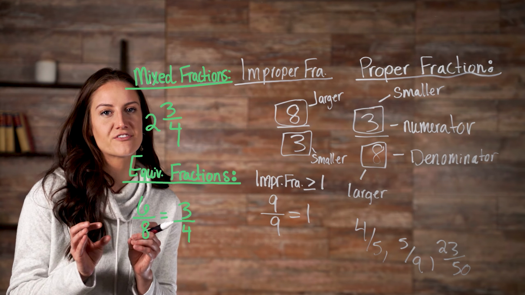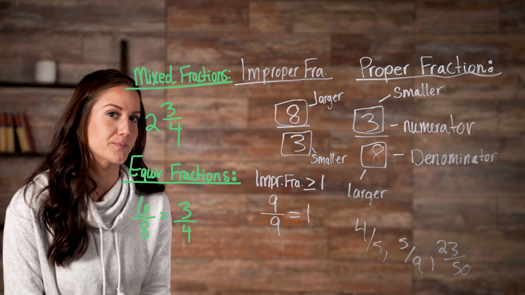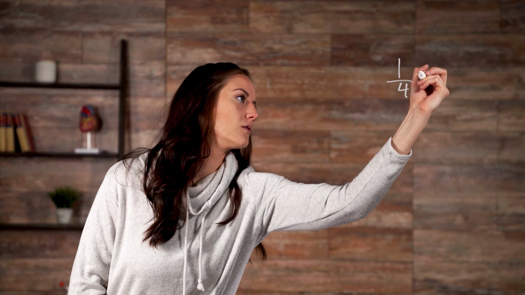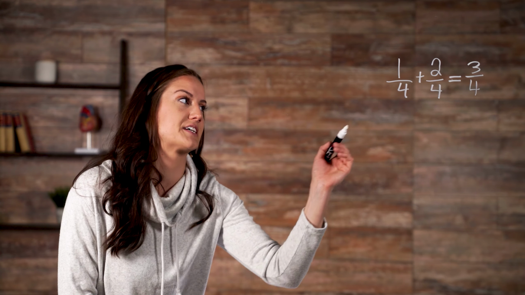Now that we know the different types of fractions, we can explore how to add them. If two fractions have the same denominator, adding is a breeze. You just add the numerators together, and that gives you the answer. For example, so notice what we did to get 3/4.